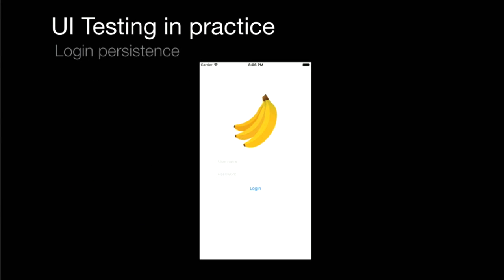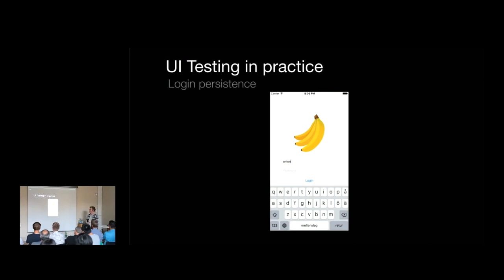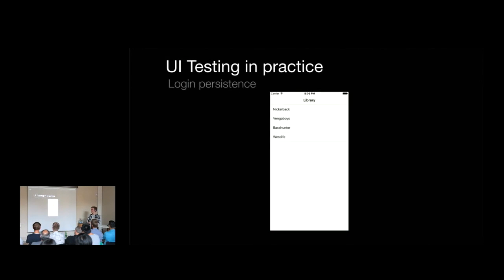So let's run the test and see what happens. So we're going to enter some credentials to the app. We're going to log in. Then it's going to kill the app. It's going to relaunch it. And yes, we're on the library. Finally, a feature that worked the first time. I'm so happy about this.